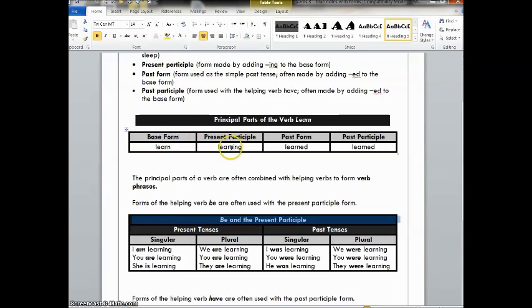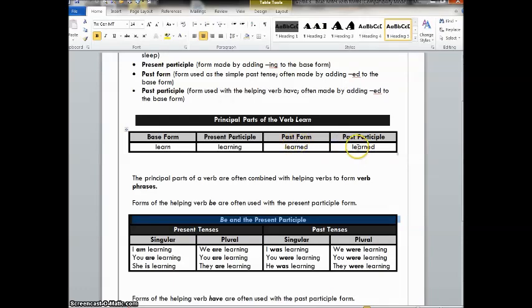Present participle would be seeing. I am seeing. Past form would be saw. I saw. It's not made using an ed. It's irregular. There's a different spelling to it. I saw, you saw, he saw, they saw. S-A-W. The past participle form is seen. I have seen. S-E-E-N. Seen. They have seen. And it's different. The past form with no helping verb and the past participle used with the helping verb have is different.